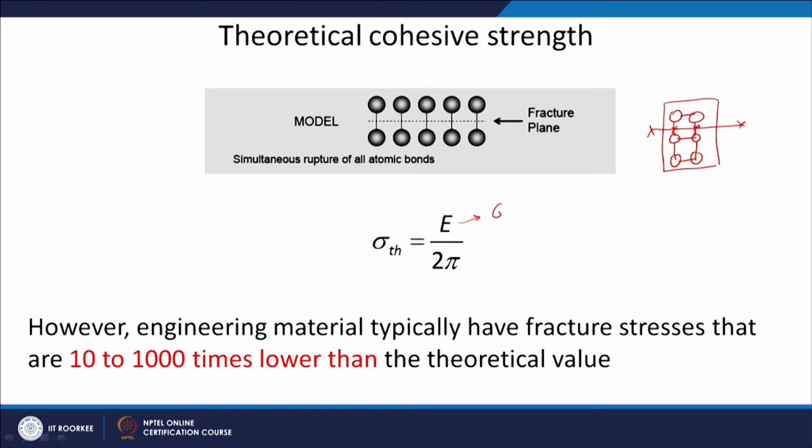Young's modulus, we already know, for most metallic materials is in the range of gigapascals. But for engineering materials, when we try to find the fracture stresses, these are around 10 to 1000 times lower than the theoretical value. Already we have seen that it is usually in megapascals or so. So, maybe 2 or 3 orders of magnitude difference between what we get from theory and what we see in the experiments.